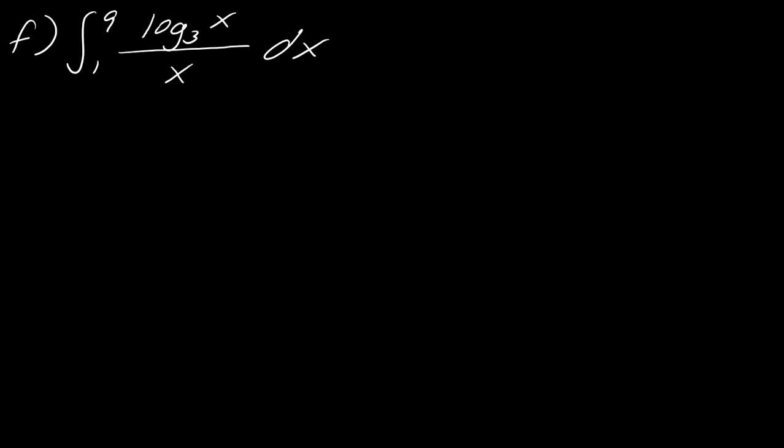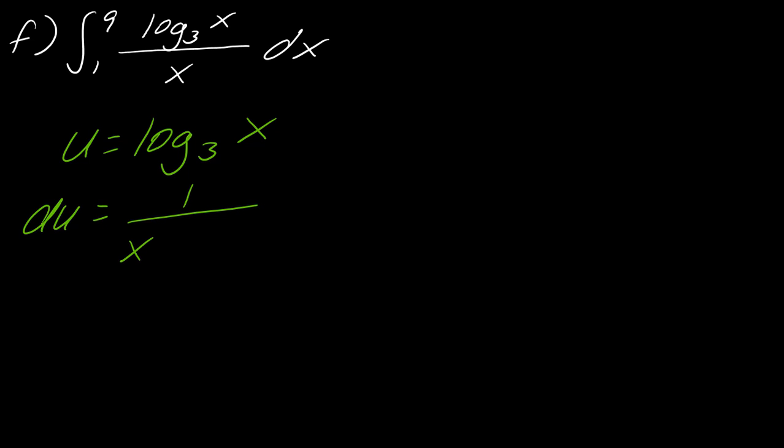Okay, so now moving on to this last one. I've got the log base 3 of x over x dx, and I've got my limits of integration here. So maybe a natural choice for a u in this case would be log base 3 of x. And so then my du will be 1 over x times the natural log of 3 dx. So then you just kind of have to unpack this.